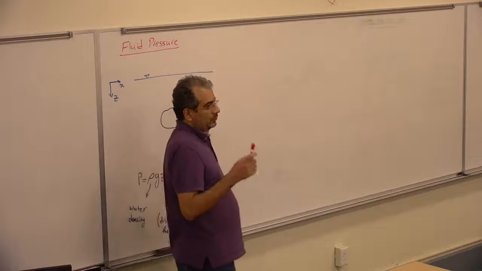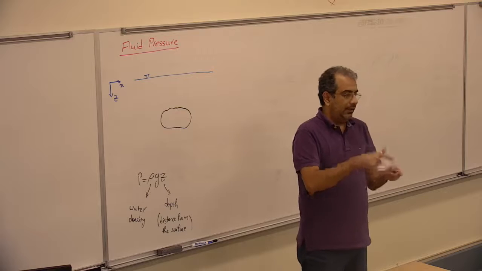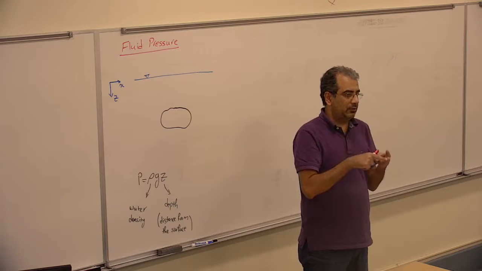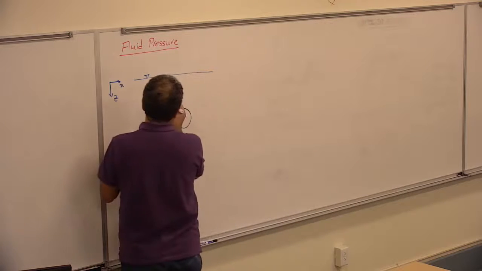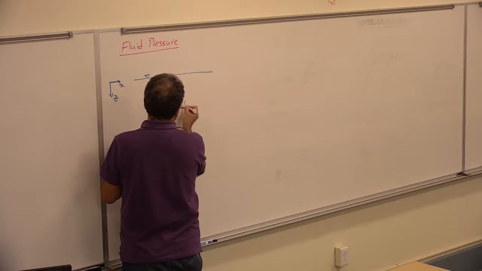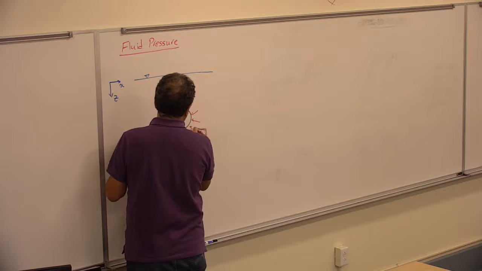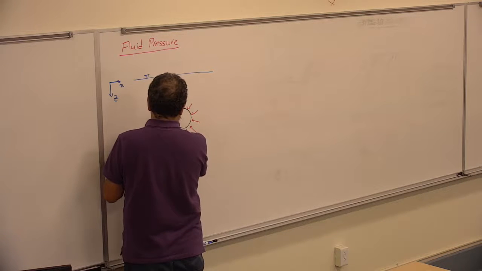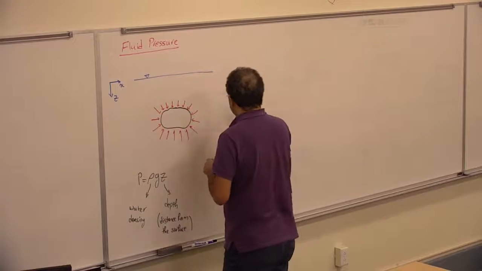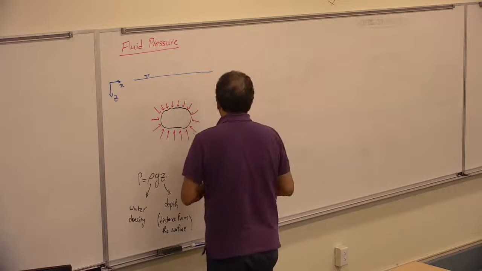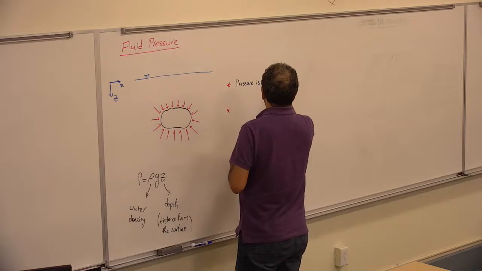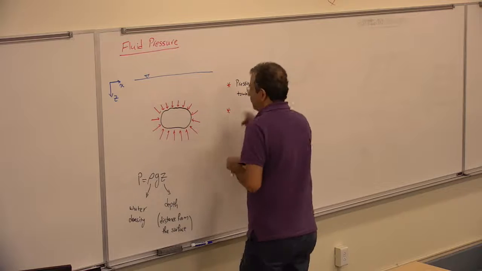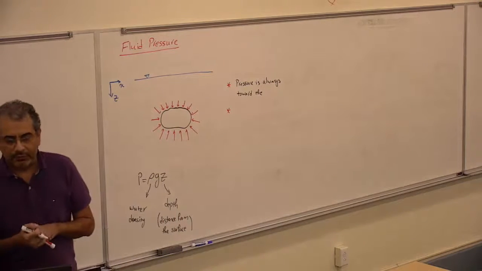One other point that I want you to make sure of: there are two properties of pressure. It's always toward the object, always perpendicular to the surface. So if I have it here, it's all perpendicular and toward the object. And the more I go down, it becomes larger. So, the two points: pressure is always toward the surface or toward the object, whatever surface you have.